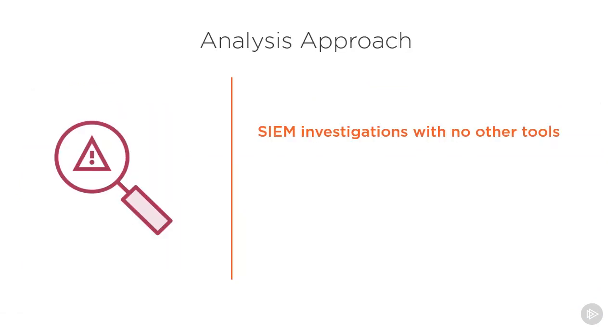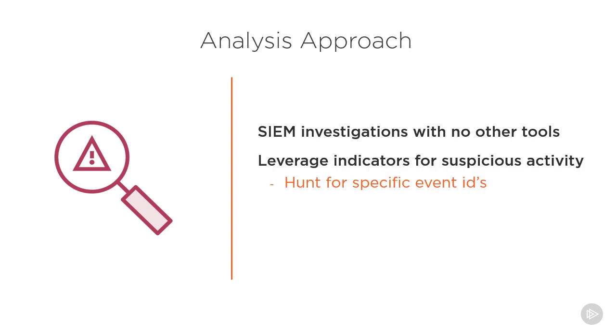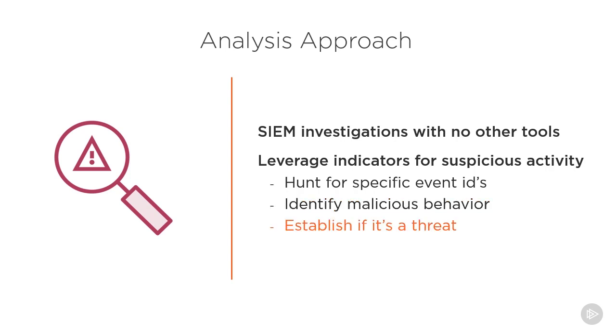The analysis approach that we'll be adopting throughout this course is to leverage the built-in SIEM app and corresponding dashboards, and no other tools. We will identify indicators for suspicious activity, and we'll achieve this by hunting for specific event IDs, identify malicious behavior by correlating these events, and finally establish if it's a threat.